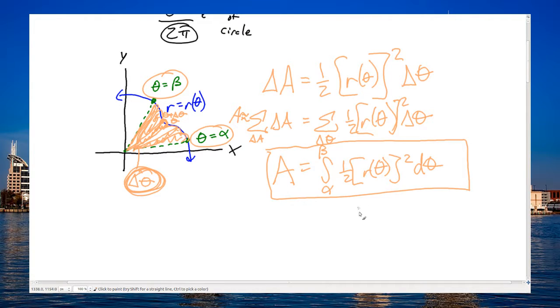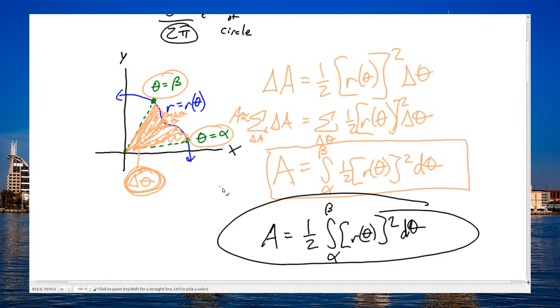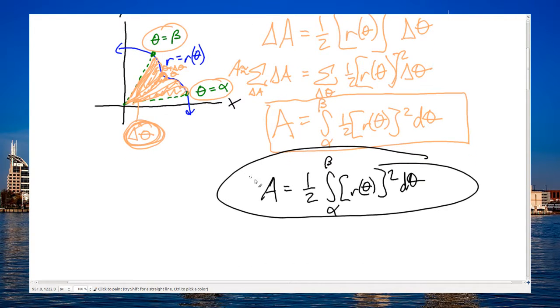We can factor out that 1/2 if it helps, and I'll write it in black as well. So the formula that we often will use has that 1/2 factored out: the integral from alpha to beta of r of theta squared d theta. Okay, so there's our formula, and this will allow us to compute the area between a polar curve and the origin. Okay, so let's take a look at an example of this.